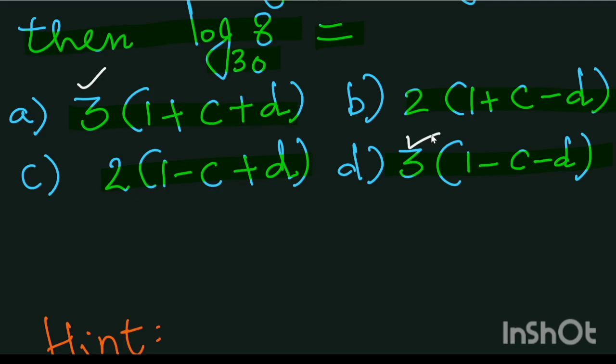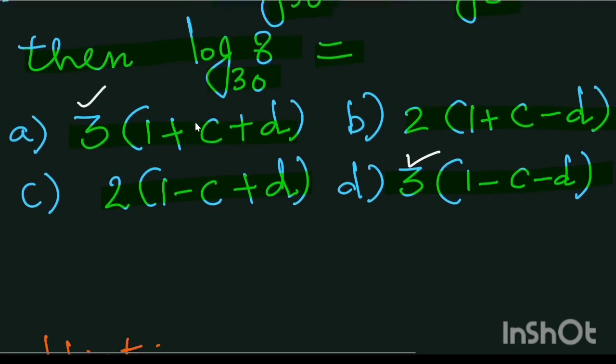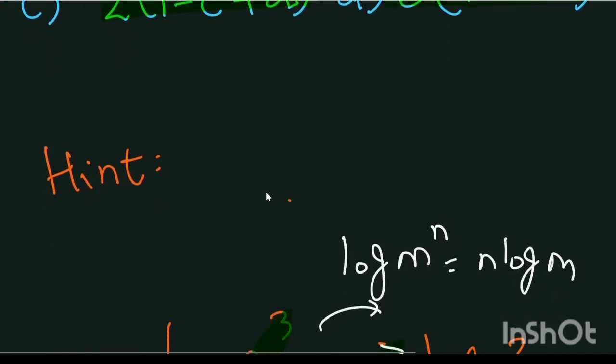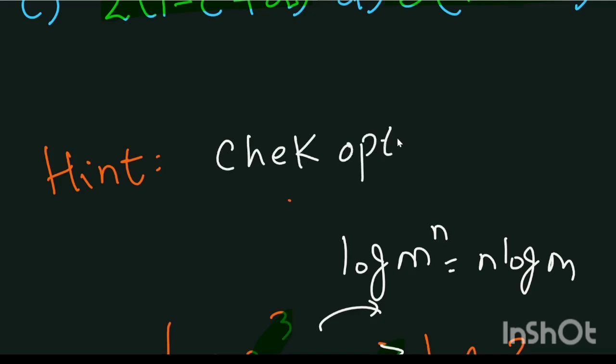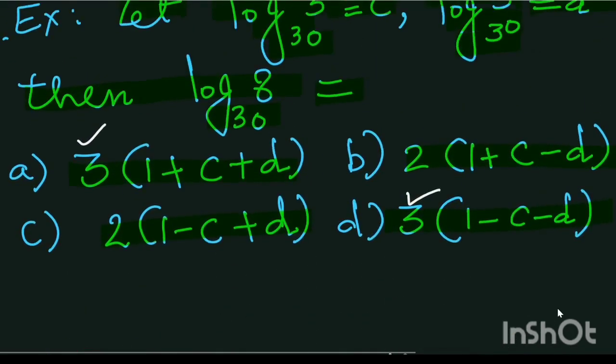Now the hint primarily is, since they have asked log 8 base 30 is equal to what, the main thing that we need to do is check options, guys. We have to check options intelligently. We can go for 1 2 3 4 checking, or 4 3 2 1 checking, or we can, after getting this 3 times log 2 base 30, start checking options A and D first. So we will check options A and D first, and then the remaining options B and C.